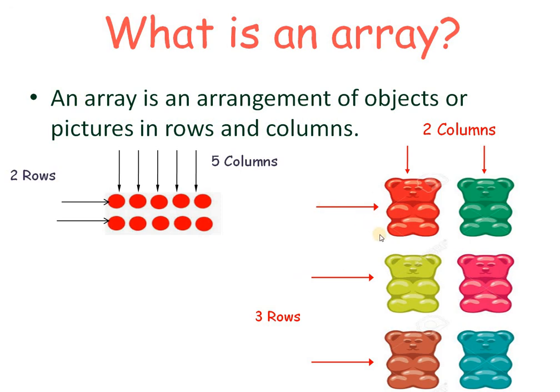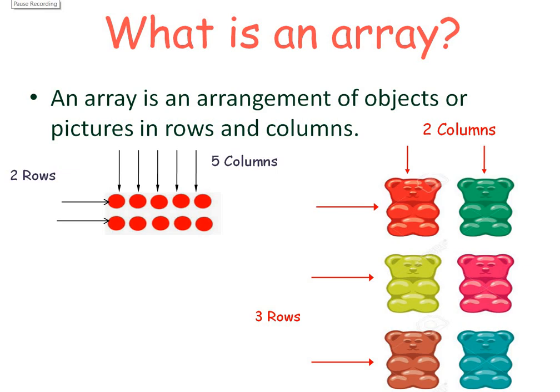Let's find out how many objects are inside each row. The first row has 2 gummy bears. The second row has 2 gummy bears too. The third row has 2 gummy bears. What about columns? The first column has 3 gummy bears, and the second column also has 3 gummy bears.